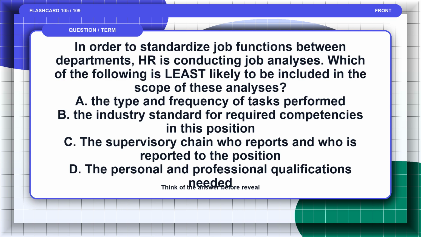Flashcard 105. In order to standardize job functions between departments, HR is conducting job analyses. Which of the following is least likely to be included in the scope of these analyses? A. The type and frequency of tasks performed, B. The industry standard for required competencies in this position, C. The supervisory chain: who reports and who is reported to in the position, D. The personal and professional qualifications needed. Pause and think of the answer before the reveal.